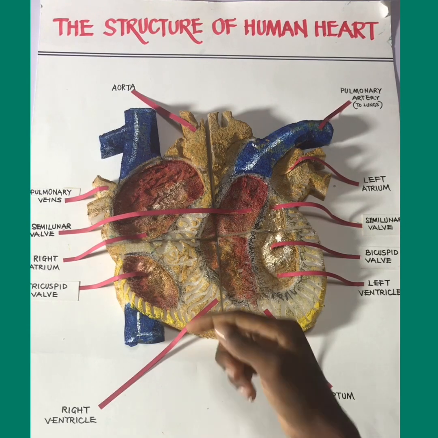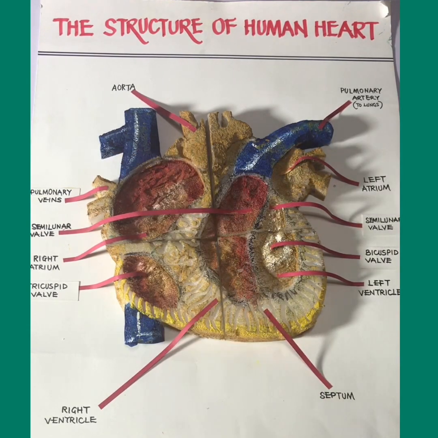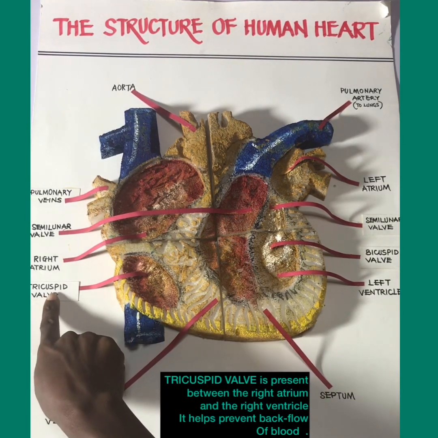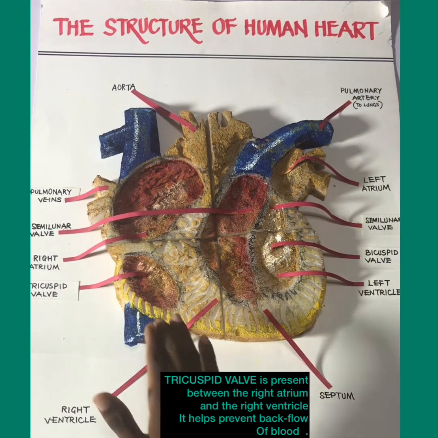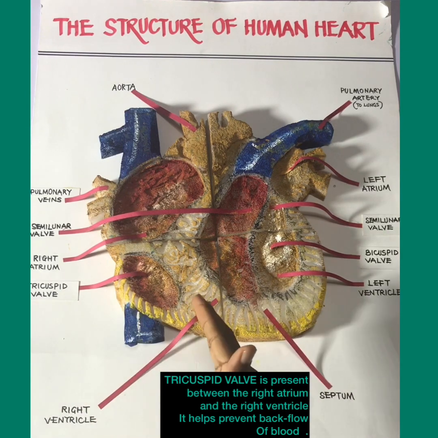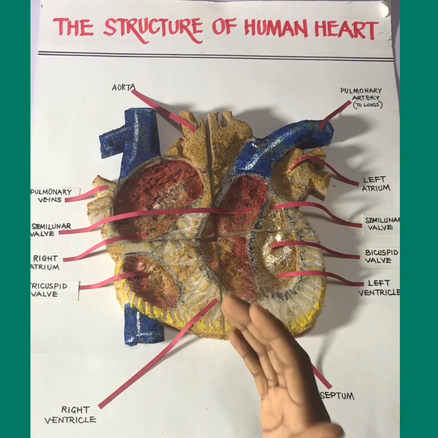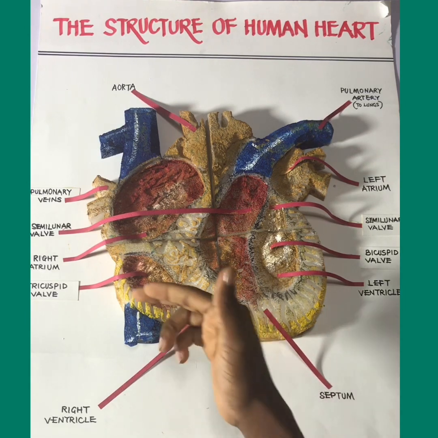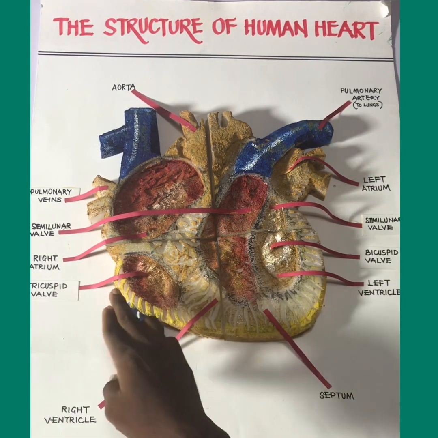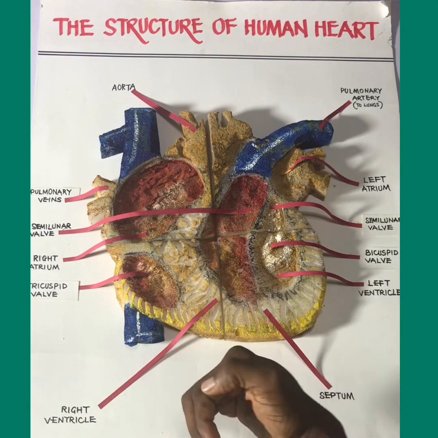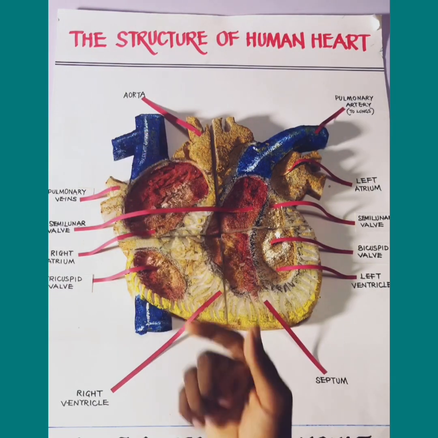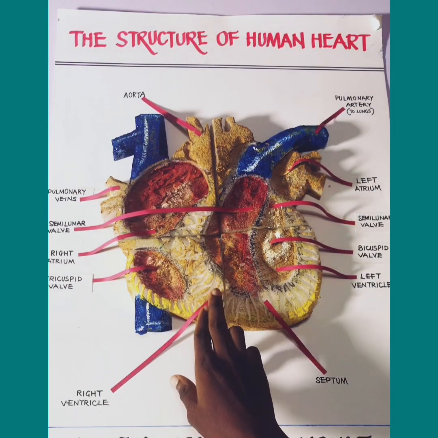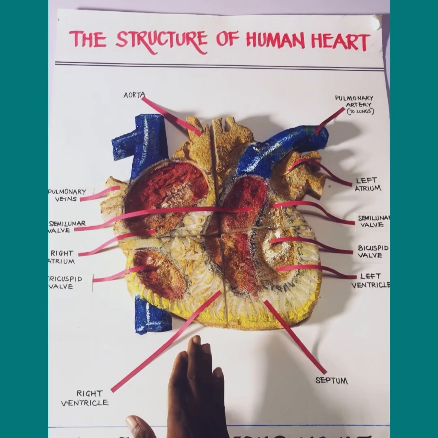Now pay close attention. In between the right atrium and the right ventricle, there is a valve, and that valve is known as the tricuspid valve. As you can see, it is located around this area. It is called tricuspid valve because it has 3 flaps. So what is the function of this tricuspid valve? Its function is to prevent the backflow of blood into the right atrium. Please pay close attention to that, as it is very important.